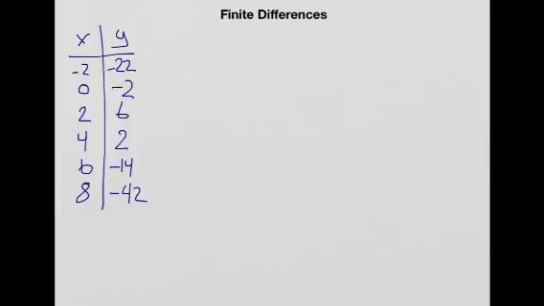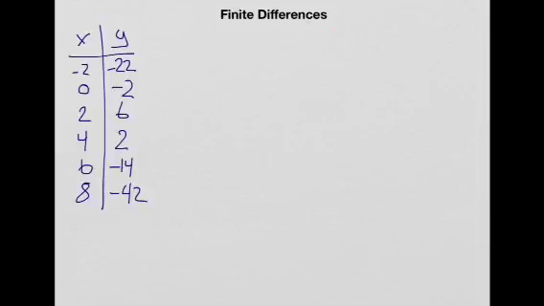In this video, we're going to start talking about polynomials. More importantly, we're going to look at a set of data and use it to try to identify the degree of the polynomial. We're going to do this by a process that we call finite differences.